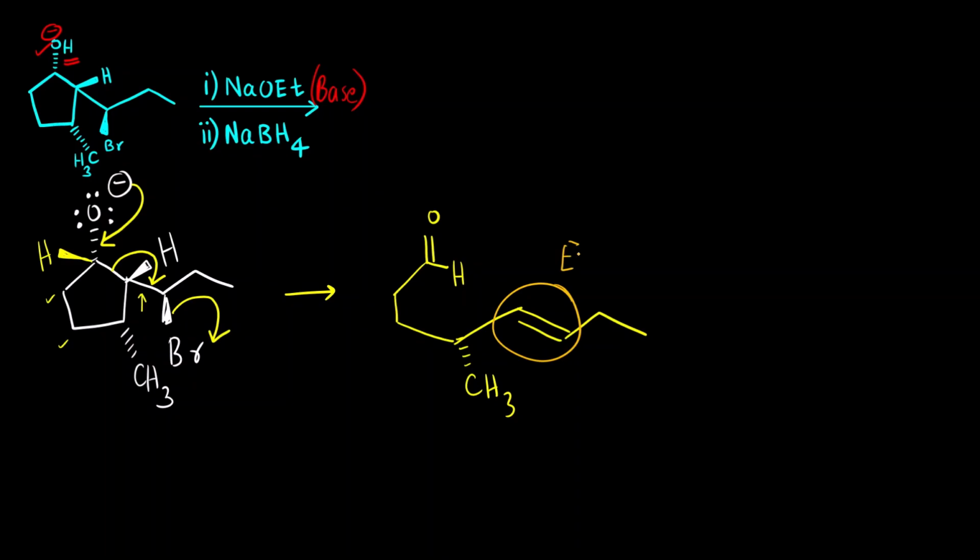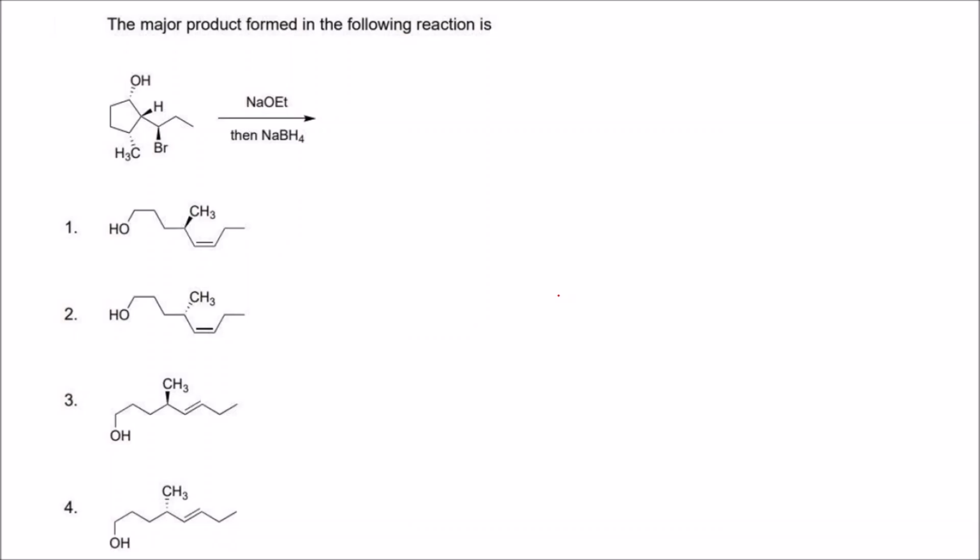Now the question is whether this double bond will be E or Z. For that we have to check the stereochemistry of this hydrogen. Here this hydrogen is above the plane, and at the adjacent carbon the hydrogen is below the plane. So both are opposite, or trans. They are on the opposite side of the double bond. So we will get an E isomer, E or trans isomer.